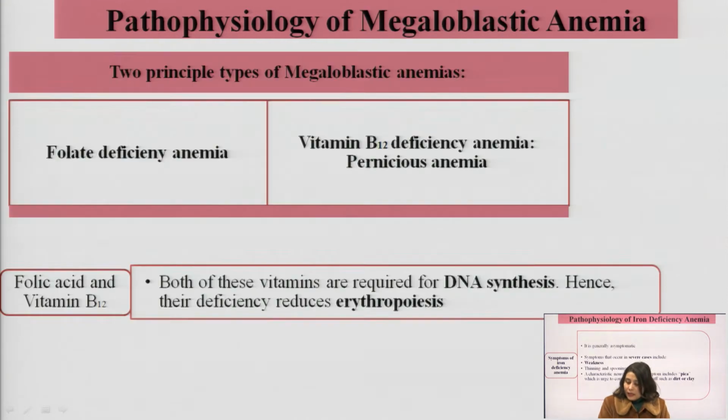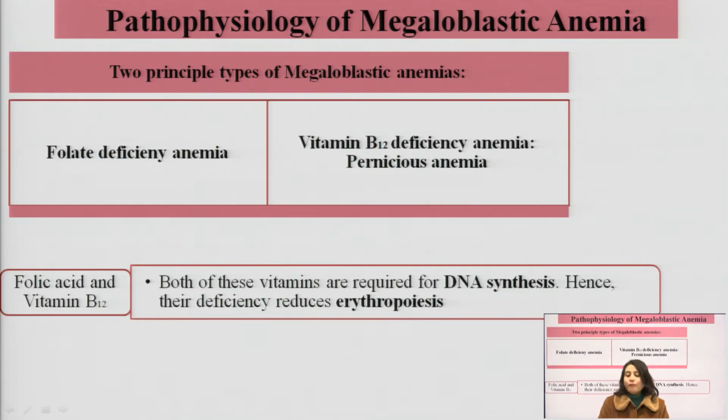All right. Then moving ahead to the pathophysiology of megaloblastic anemia. In this form of anemia, the size of RBCs is comparatively large. Megaloblastic, they are large in size, RBCs. The two principal types of megaloblastic anemias are folate deficiency anemia and vitamin B12 deficiency anemia, which is also known as pernicious anemia. We need to keep one important note in mind, that folic acid and vitamin B12 are two mandatory requirements. They are very important for DNA synthesis.